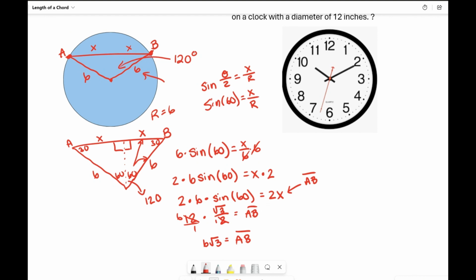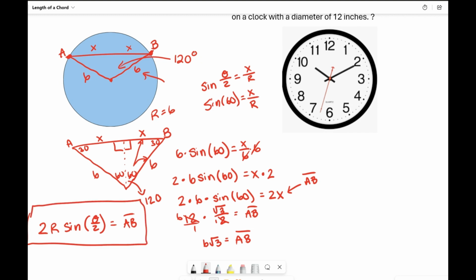So what we really did was we doubled both sides. You take the r times sine of half of the angle equals x, but since we wanted 2x, you double it, and 2x equals the chord. So the formula to find a chord is 2 times the radius times the sine of half of the interior angle. Or you could replace this with diameter. You could say it's the diameter times the sine of half of the angle is the chord.